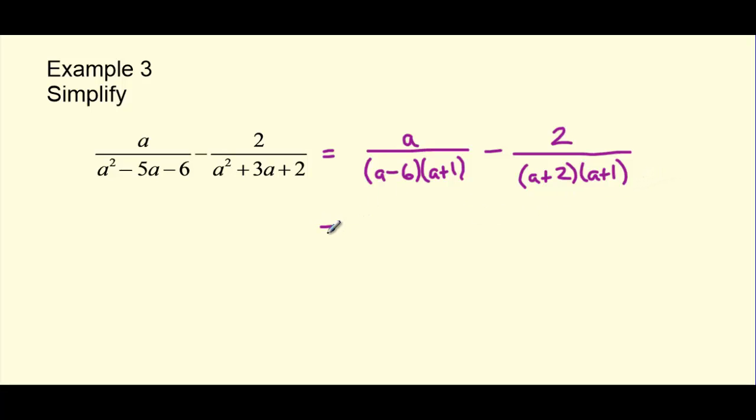Now we have to find a common denominator. Let's look at our factors. Both fractions have a factor of a plus 1. That is common between them. So for our common denominator, we're going to want to include a plus 1 as one of the factors. Now what do they have that's not in common? There's an a minus 6 in this fraction and an a plus 2 in this fraction. We need to include both of those in our common denominator. So an a minus 6 and an a plus 2.